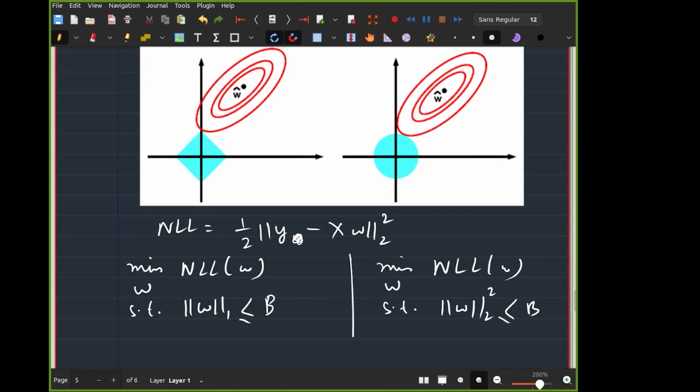So that's another interpretation, because if you take the Lagrangian of this and this, the form will be similar to what we have seen before, which is basically the negative log likelihood of w plus lambda times the L1 norm of w, and here you'll have the negative log likelihood of w plus lambda times the norm of w squared.